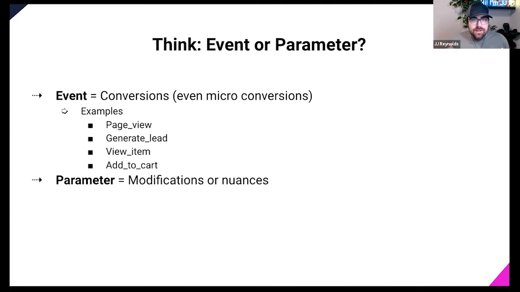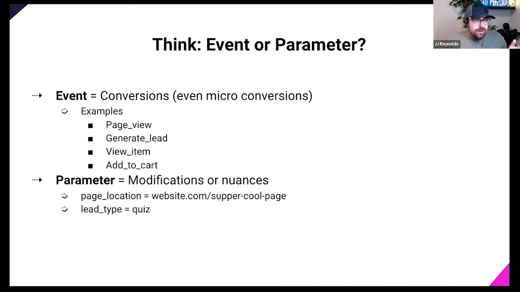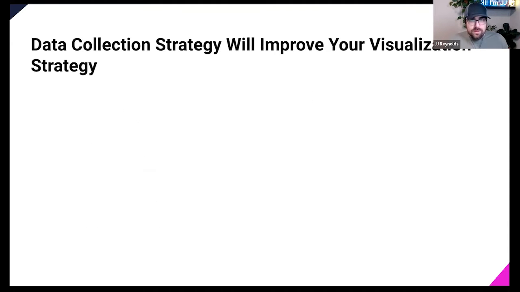All those different types of things, you want to start thinking about what are the conversions, loosely, like page views, generate leads, view item, etc. And then what do you need to know about it? Okay, so that's what you want to think about. So what page was it on? What type was it? Anything along those lines, you can start to think of as a parameter. So page location is a very common one that's already done. I personally love a lead type. So you can use quiz, like is it a quiz or a white paper or a PDF? All these things you can start customizing. Page height, that's also a fun one.